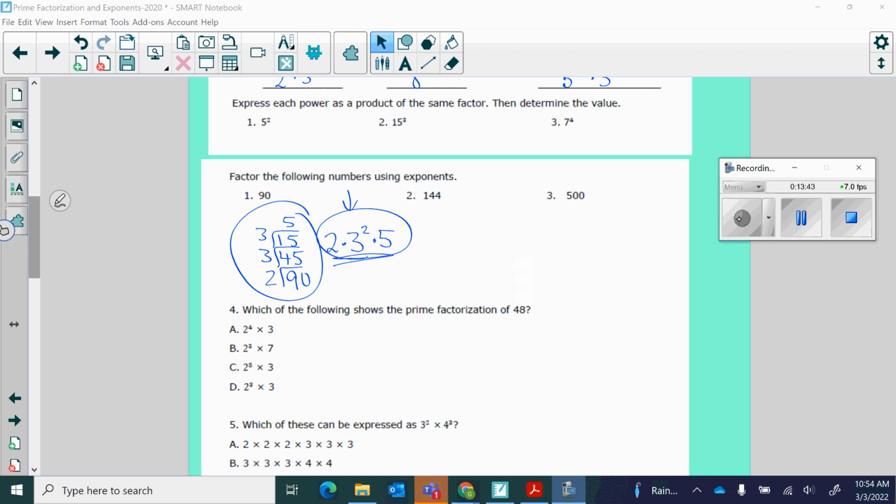Okay, thanks to those who caught this. I skipped the bottom of this page. So, listen up. There's 2 parts to this. Express each power as a product of the same factor. In other words, take the exponent, rewrite it as a multiplication expression, then determine the value. What does that mean? Solve it. So there's 2 pieces to this. Rewrite it as a product of the factor, then solve it. Then you're also going to do the other parts.